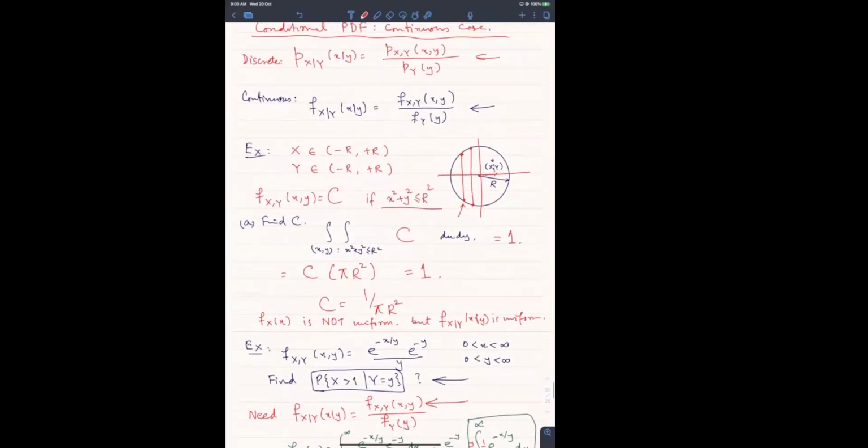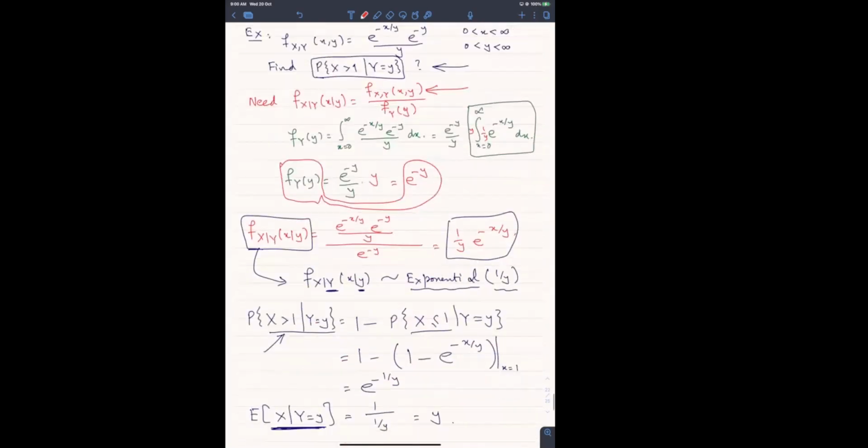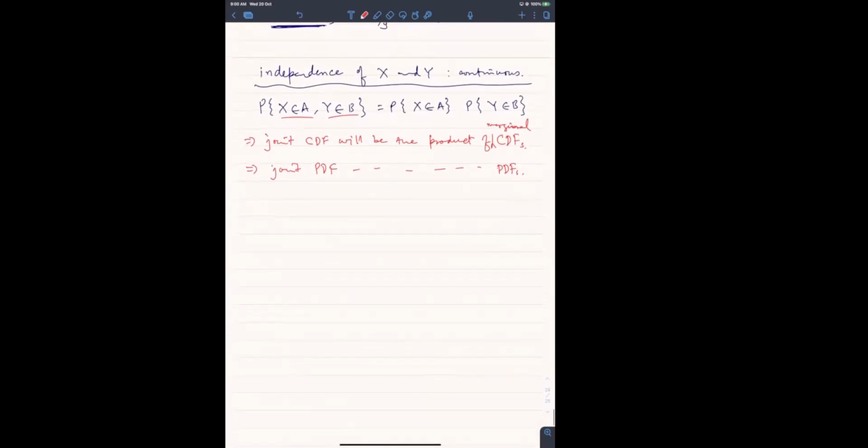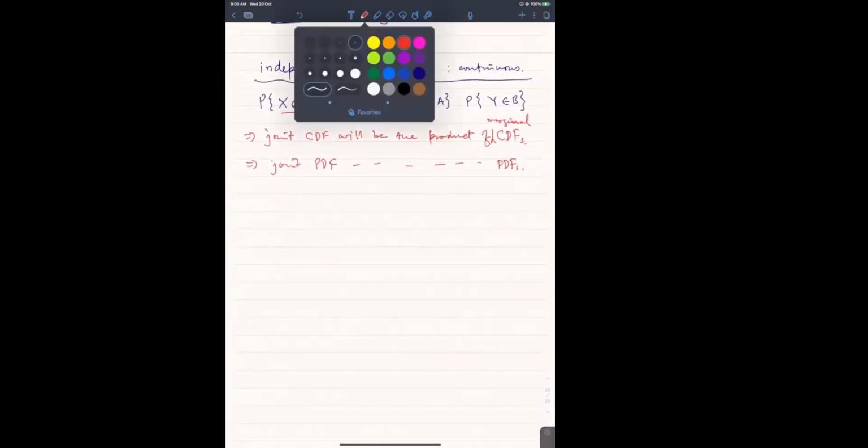In the notes that we will upload today, there will be a couple more examples of integration. We'll give you practice integrating the joint PDFs over some different areas. I will give you a couple more examples here.